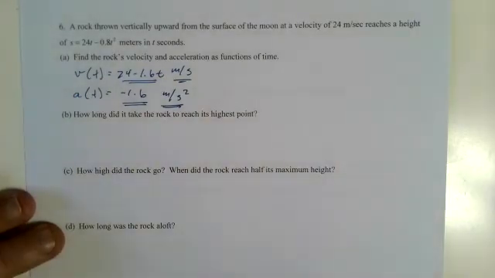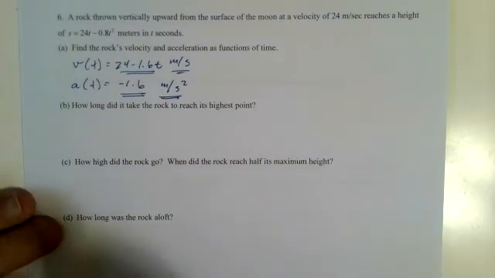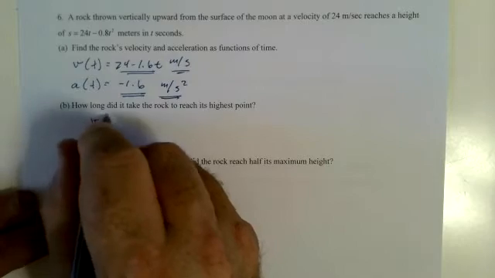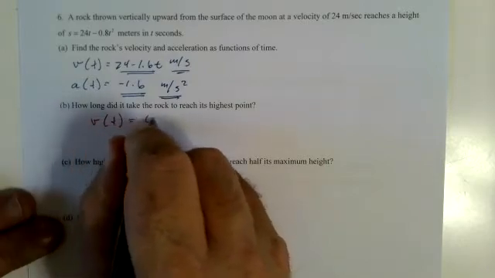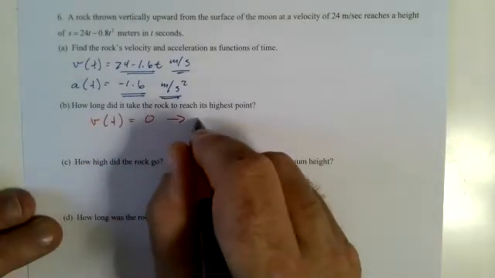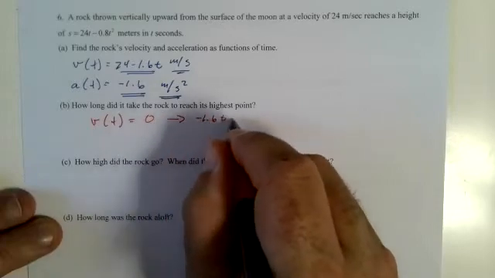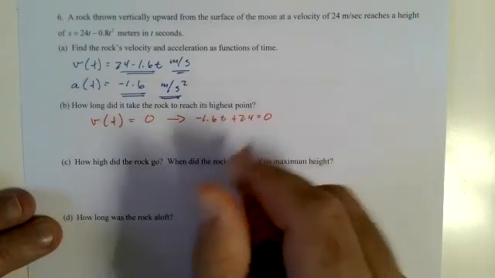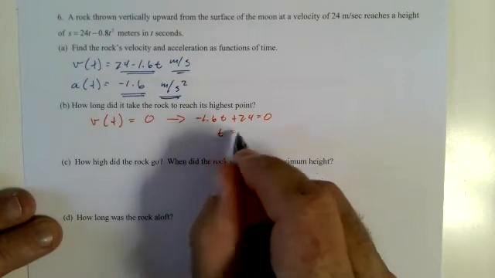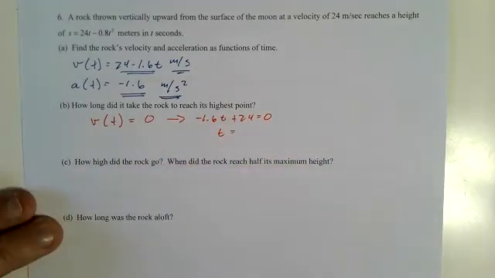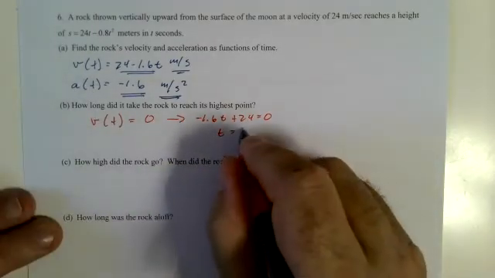How long will it take the rock to reach its height peak? Well, that's when the velocity is 0. So -1.6 t plus 24 equals 0. T equals 24 divided by 1.6, which is 15 seconds.